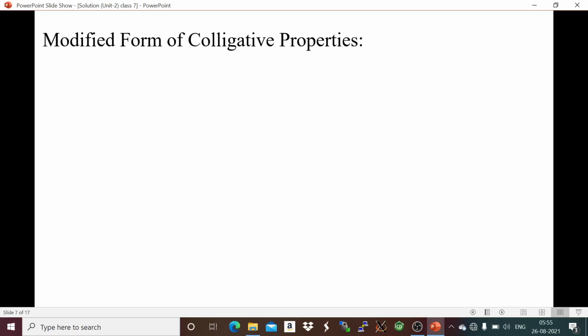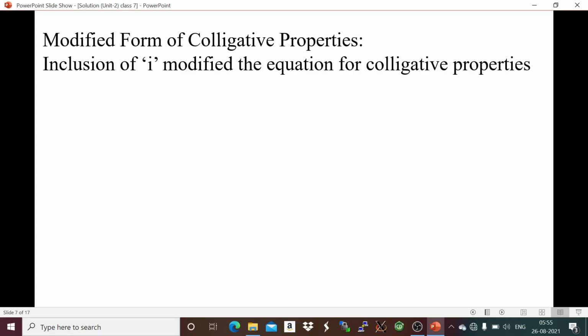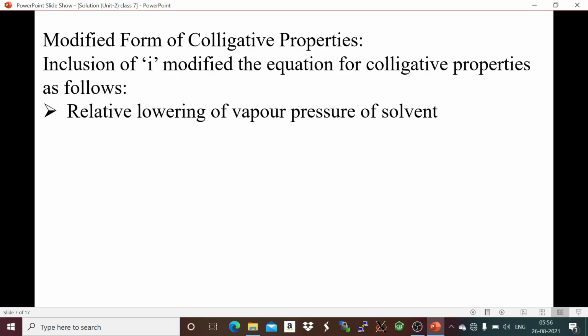Next is the modified form of colligative properties. For those solutes which undergo association or dissociation in a particular solvent, we get abnormal molar mass. So due to this abnormal molar mass, the relative lowering of vapor pressure of the solvent is equal to the Van 't Hoff factor i times NB by NA. You can also write XB here.